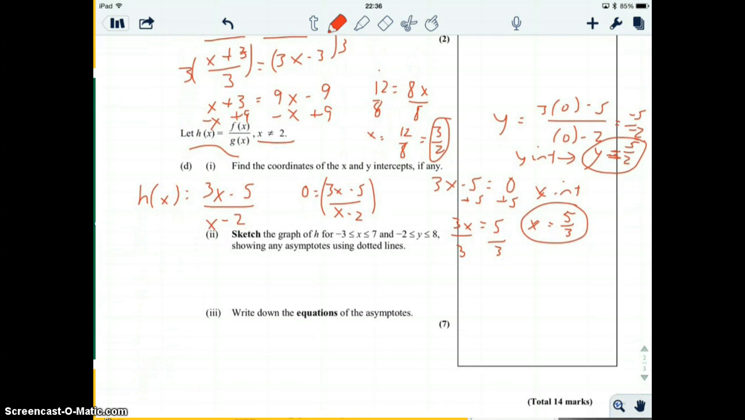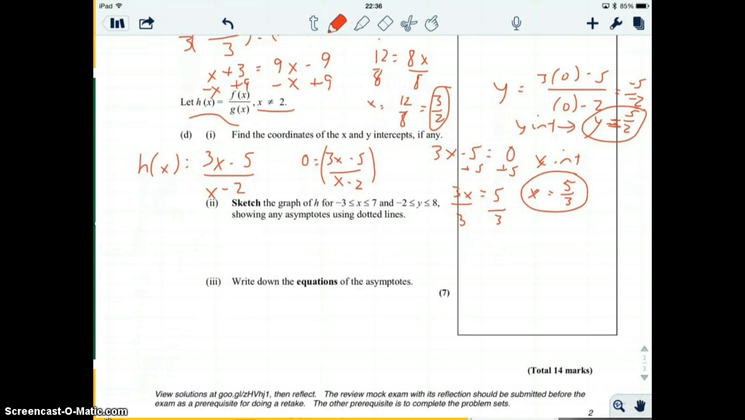So the coordinates of the x and y intercept would be (5/3, 0) and (0, 5/2), right? If it's a y-intercept, x is 0, and if it's the x-intercept, y is 0. Okay, so these are the x and y intercepts.